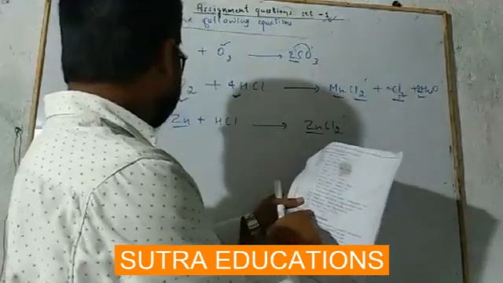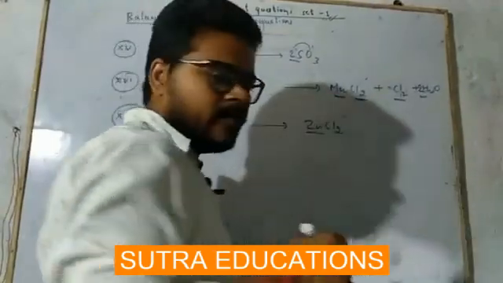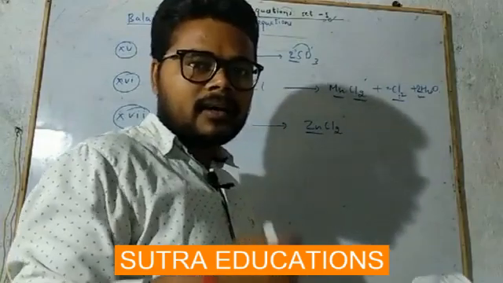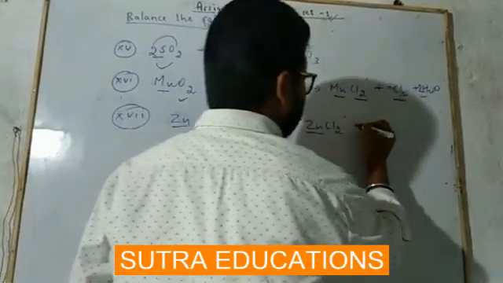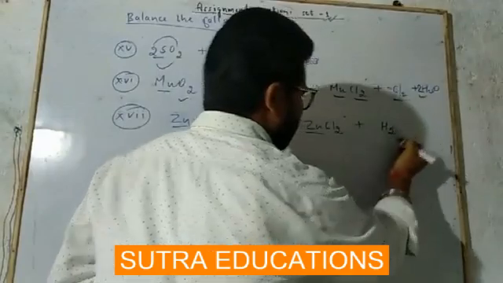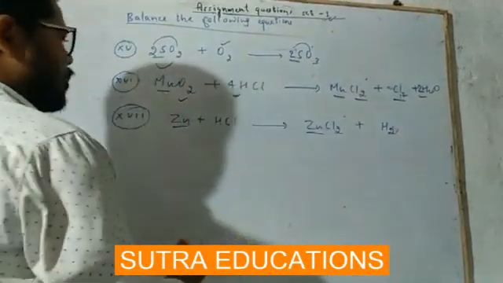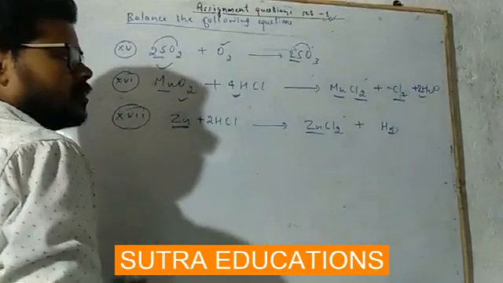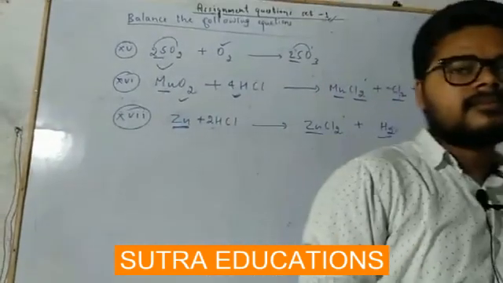Correct this question. It is Zn plus HCl to ZnCl2. When a metal reacts with acid, then hydrogen gas is given out, but no hydrogen gas is written here. Just correct this and write here plus H2. This is the correct reaction. Now zinc is balanced, chlorine is 2, so just balance chlorine. Now hydrogen will become 2, hydrogen is 2. Now the equation is balanced.